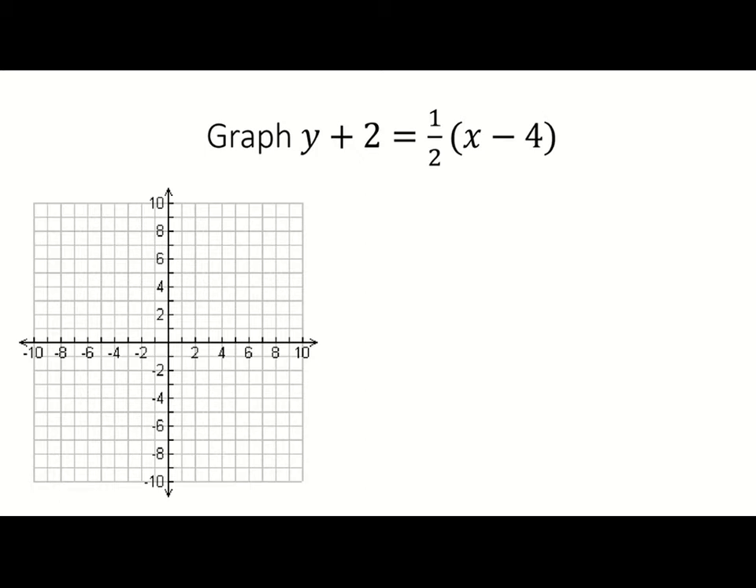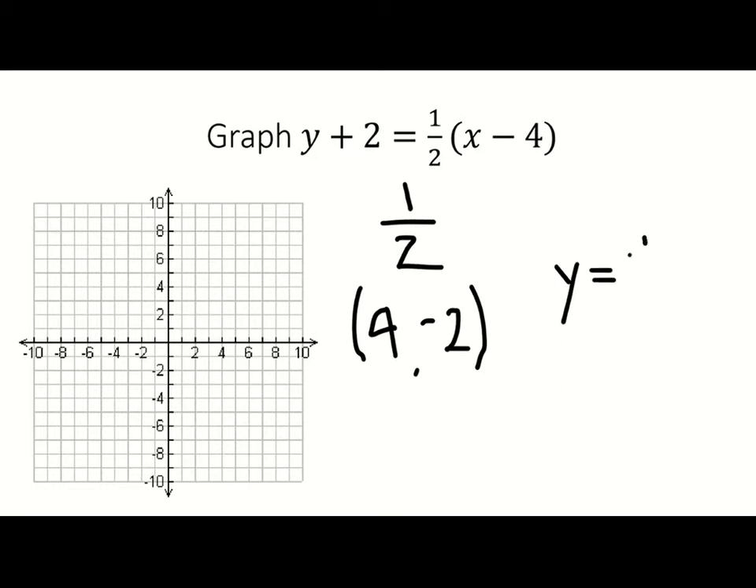So now I want to graph this equation we've been working with. y plus 2 equals 1/2 times x minus 4. So what we want to do is recall that in the first part we said the slope was a half and there was a point at 4, negative 2. And in the part right before this, we found that the slope-intercept form was y equals 1/2 x minus 4.